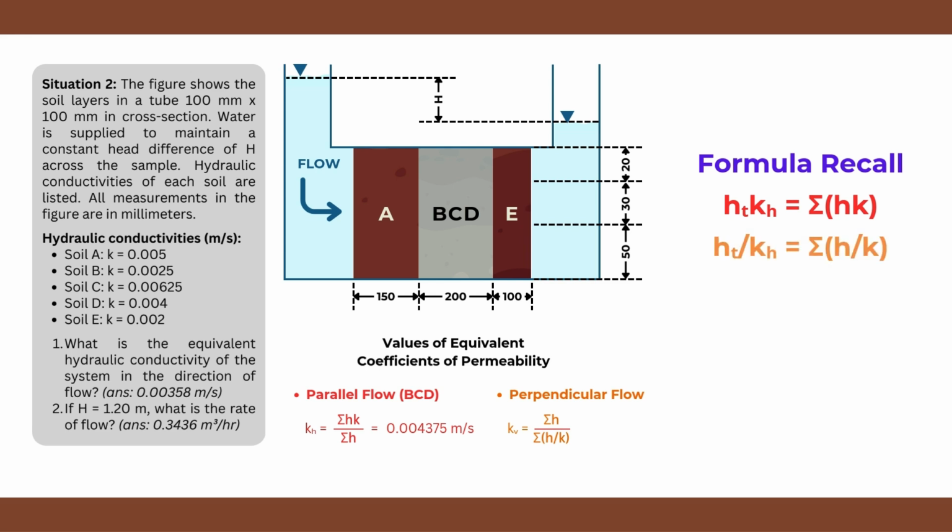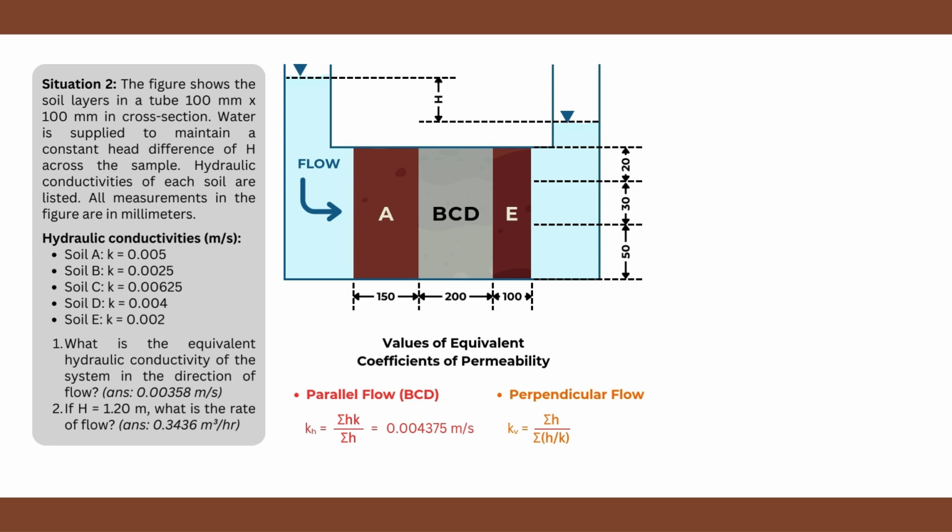For perpendicular layers naman, the total height divided by the equivalent coefficient is equal to the summation of individual heights divided by their own coefficients. Notably, mas madali talaga itong maalala kasi yung parallel flow is ginamitan lang ng multiplication, while yung perpendicular naman is just division. But of course, depende pa rin naman yan guys sa diskarte nyo kung paano nyo siya i-memorize.